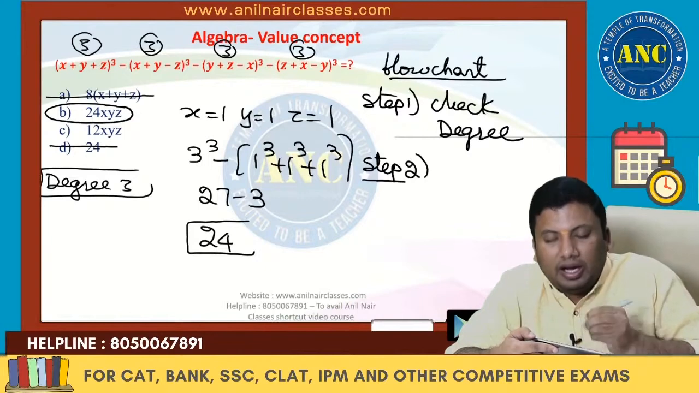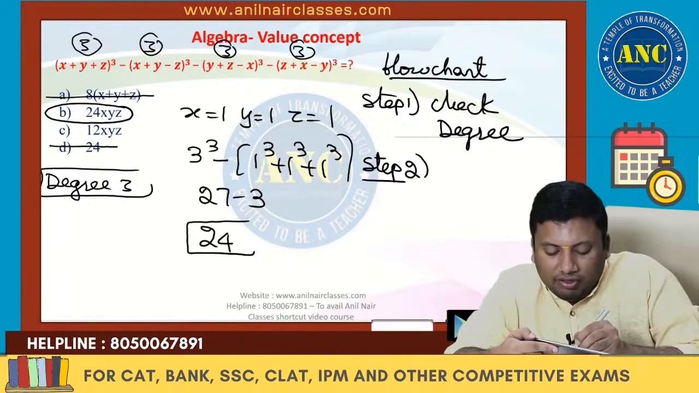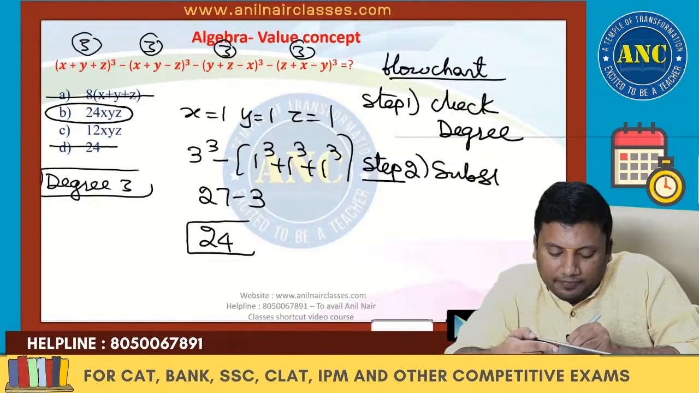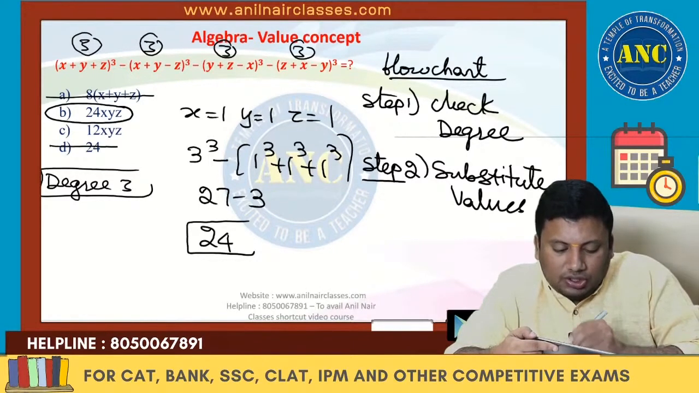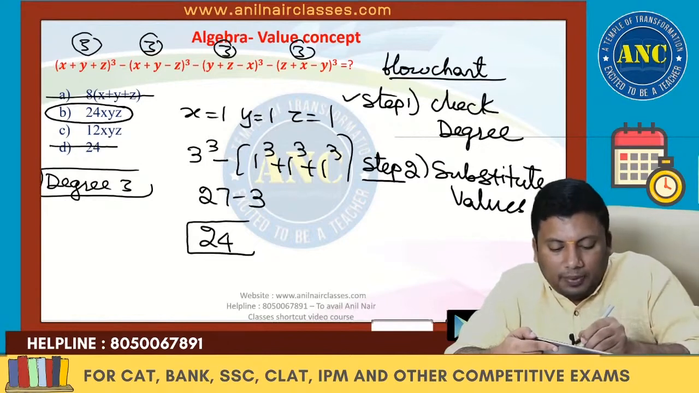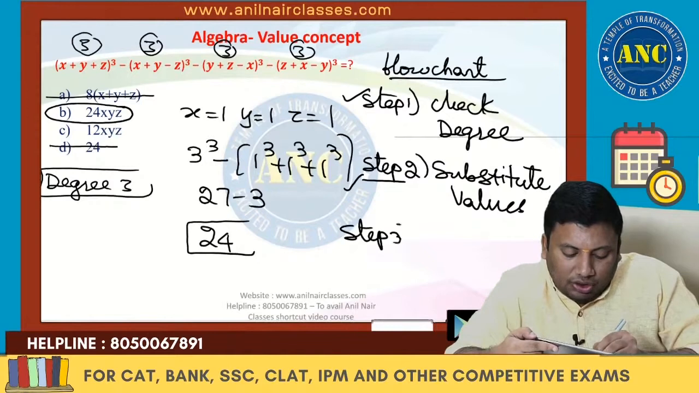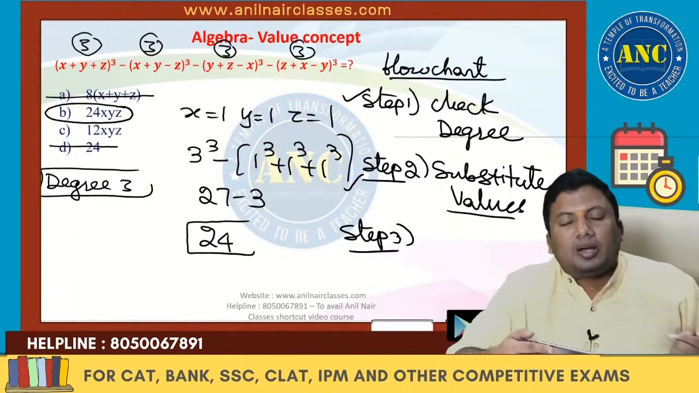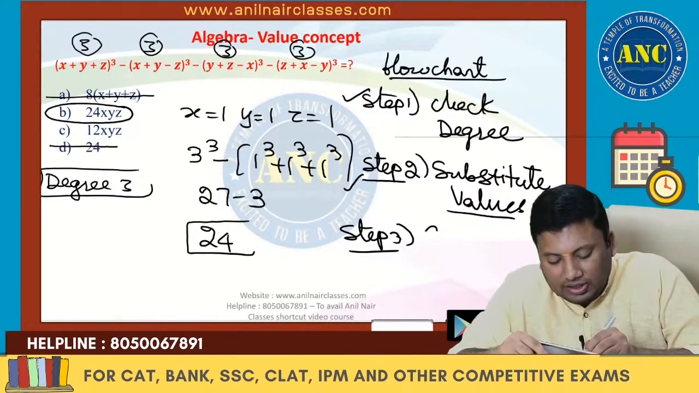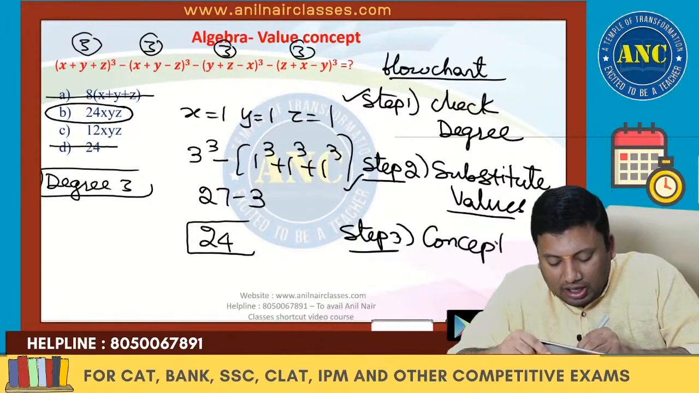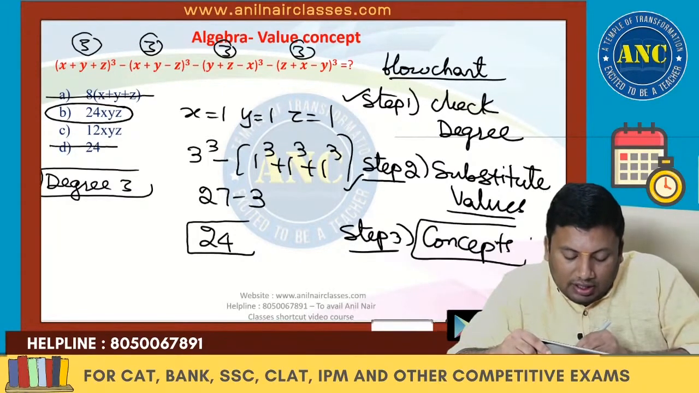If more than one answer option has the same degree, then substitute values. Step number 1 and step number 2 are clear. Step number 3: even after substituting, if you are getting more than one answer, execute the concept from the question.